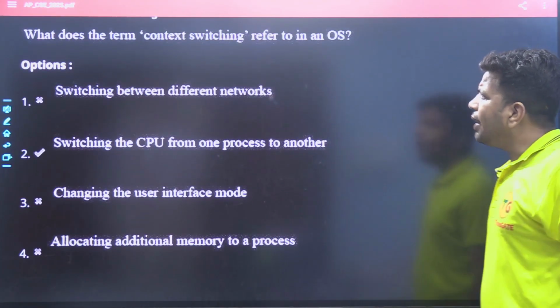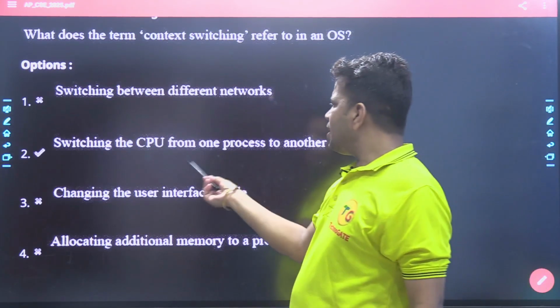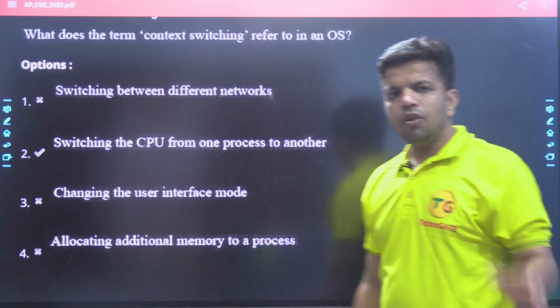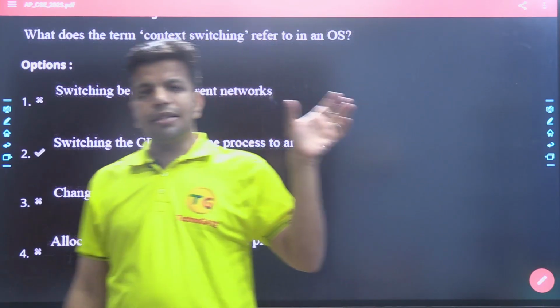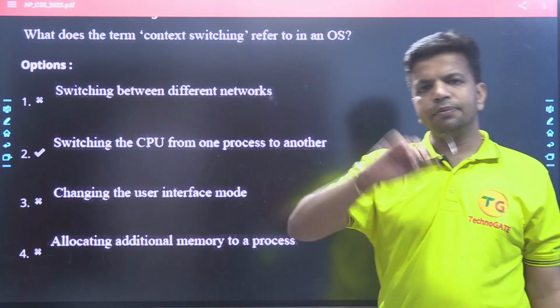What does the term context switch refer to in an operating system? Switching the CPU from one process to another process. Switching the CPU from one process to another is called context switching, definitely.